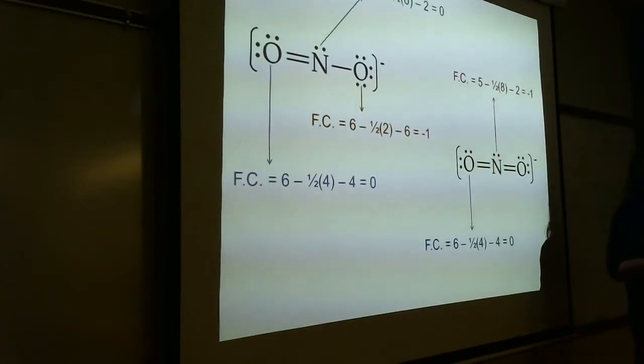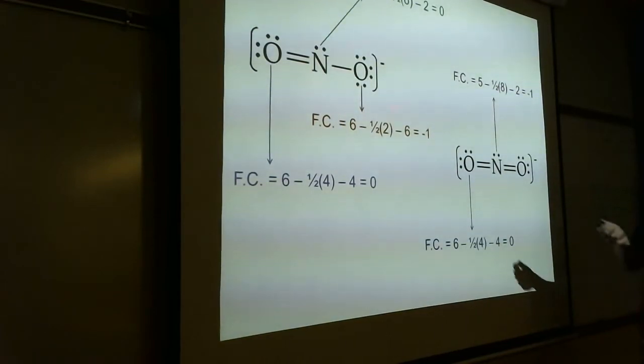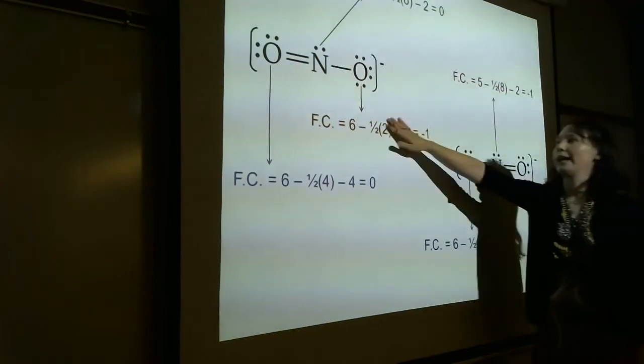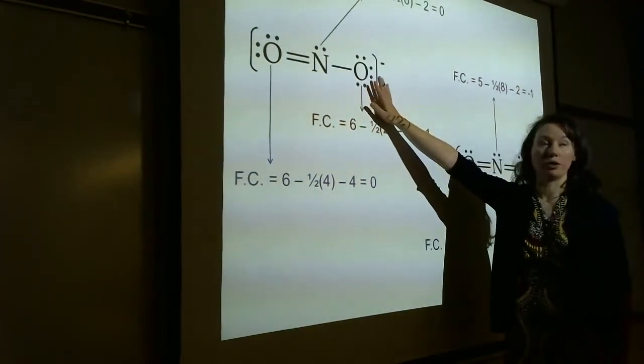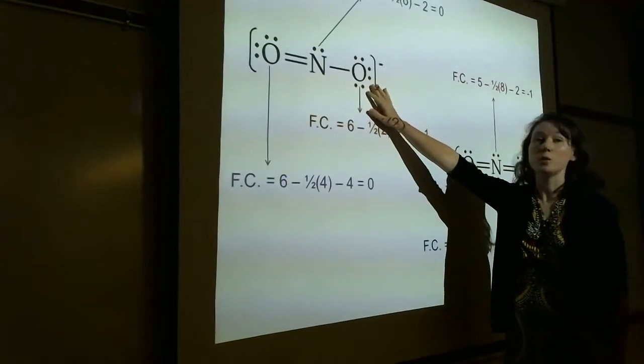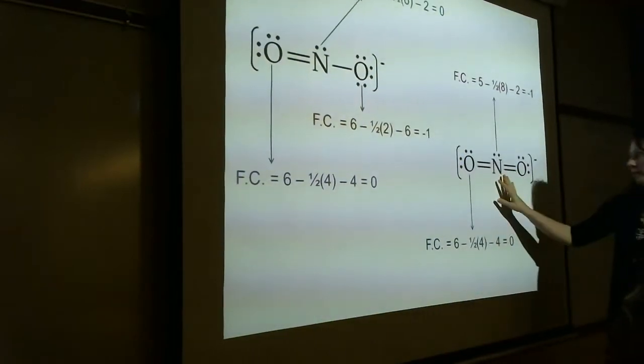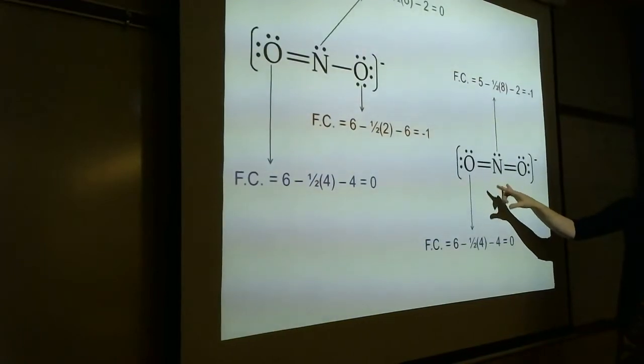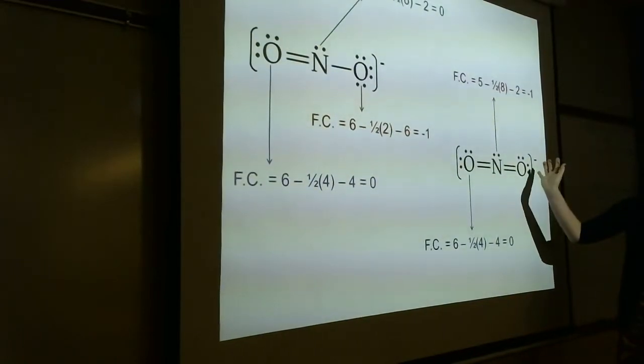More electronegative? Oxygen's more electronegative, right? So that means that this one is favored, right? Because we want the negative formal charge to be on the most electronegative atom. So actually, this one's the winner, not this one, right? In the previous example, the 2 double bonds made the final pick, right?